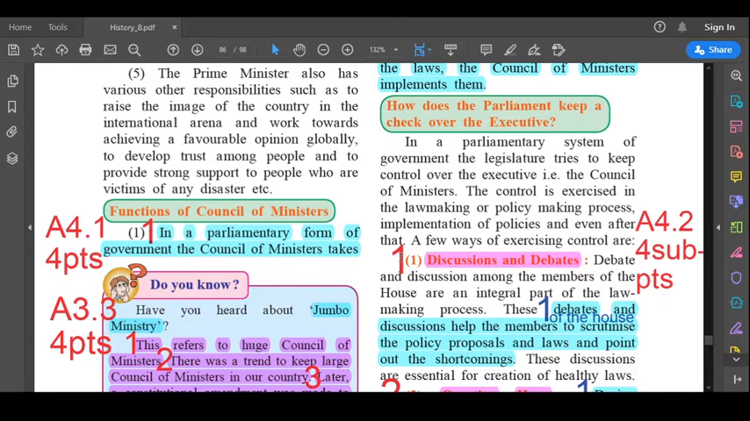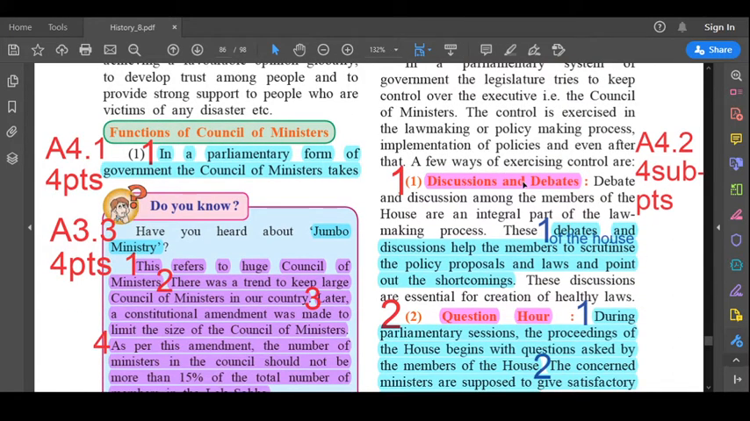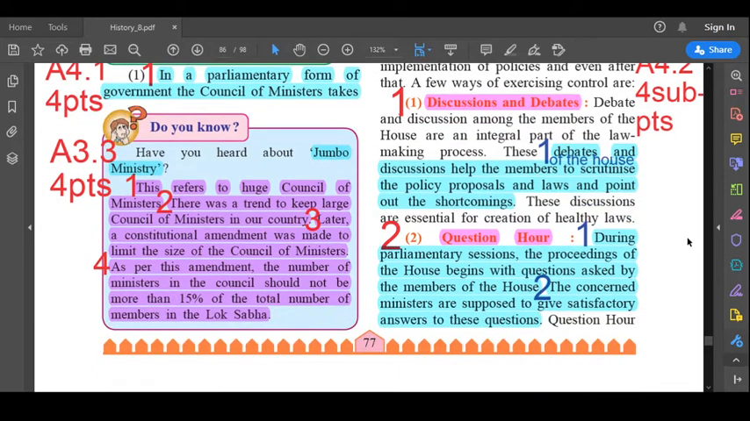So we'll see the first sub-point, that is discussions and debates. Now in this sub-point, you're going to write smaller points. There's only 1 point which you're going to write in discussions and debates. First, debates and discussions help the members of the house. Here we are talking about the Parliament House. So, debates and discussions help the members of the house to scrutinize the policy proposals and laws and point out the shortcomings. This is your first sub-point.